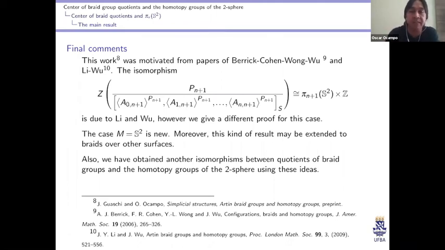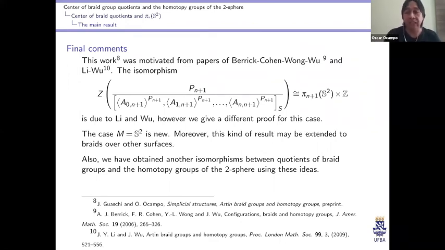So we reprove here using a different technique. For the case of the sphere, it's in fact new. And also using these ideas, we may obtain this kind of isomorphisms for other surfaces, for other pure braid groups over other surfaces.